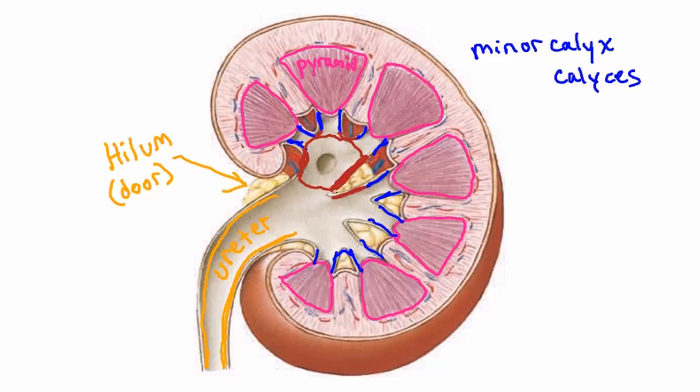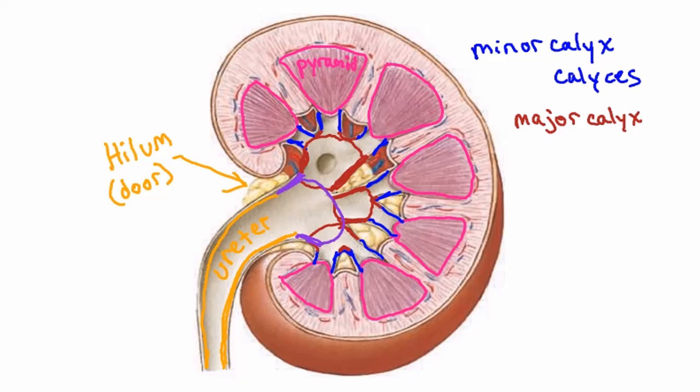And here's another space. These two pyramids come together, or these two minor calyxes come together into this area. And then these two minor calyxes empty into one area right there. They all merge together. And those are called major calyxes. And then the major calyxes merge together into one big space.